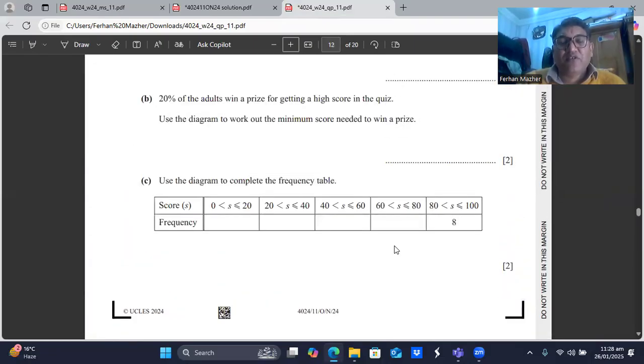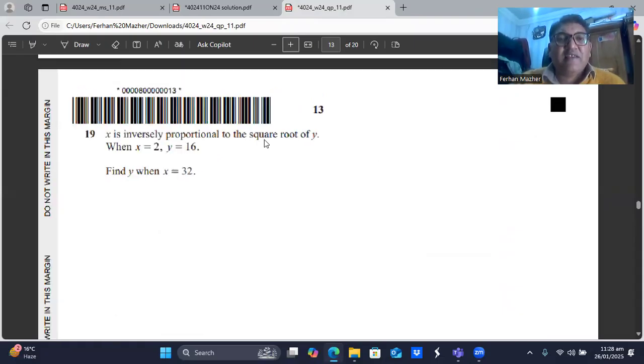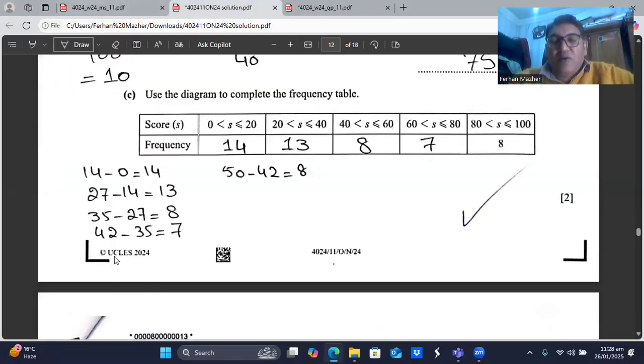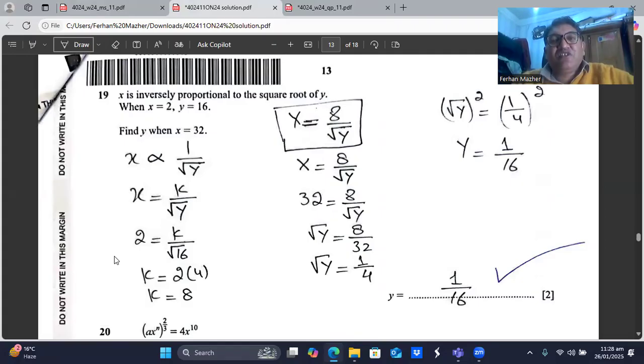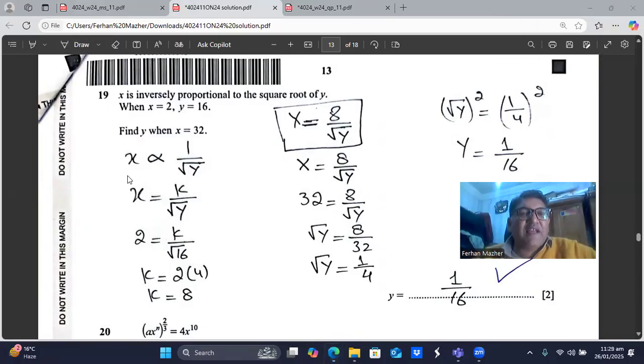The next question coming up on your screen is question number 19. It says that x is inversely proportional to the square root of y. When x is equal to 2, y is equal to 16. Find y when x is 32. Because they are inversely proportional to the square root, let me show you. Here we have x proportional to 1 by the square root of y.